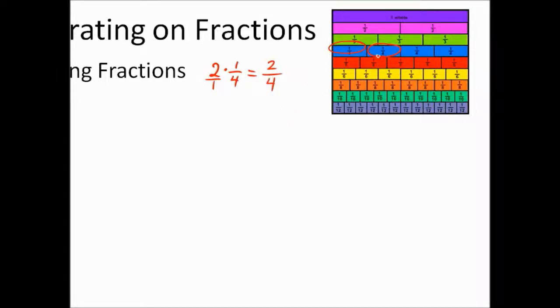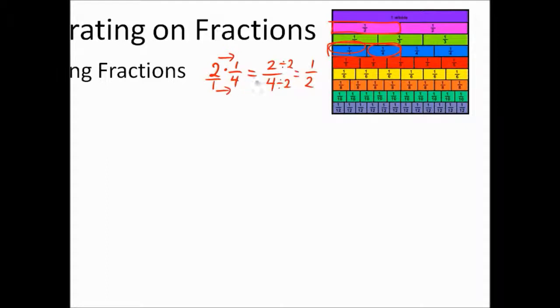Now that can actually simplify by dividing the numerator and the denominator by 2. You can do the same thing to the numerator and the denominator, giving you 1/2. And you'll notice 2 quarters is the same as 1/2. So in general, you're actually multiplying the numerators and multiplying the denominators.